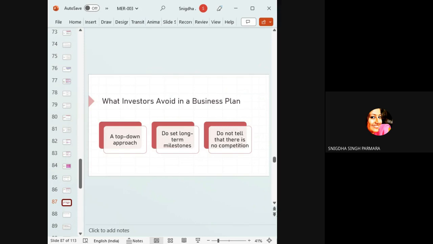Similarly, setting up long term milestones, don't say that you've got a great product, it is going to excel. Kindly prove how, what is the size of the market. Do not tell that there is no competition, because competition always exists. So either you've not done your research well, or there's something that you're hiding.